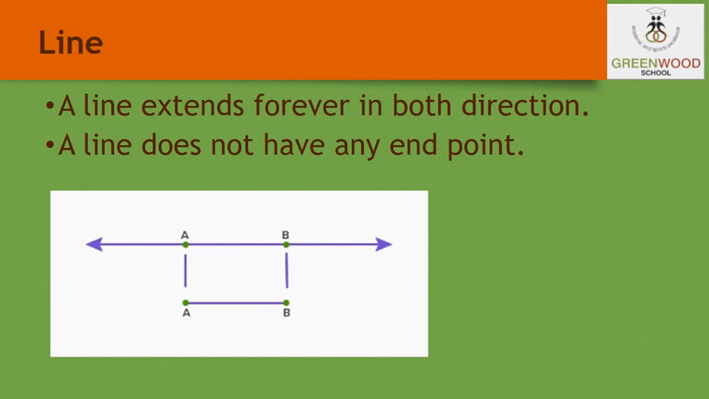If we see a line, it extends forever in both directions. That means it does not have any endpoints. It can extend up to infinity on both the sides. It does not have any endpoints.